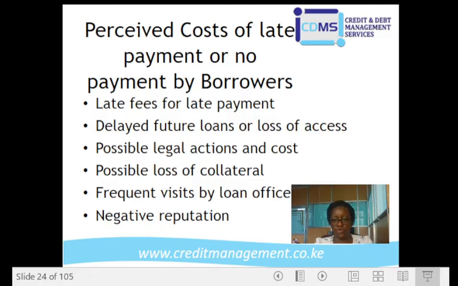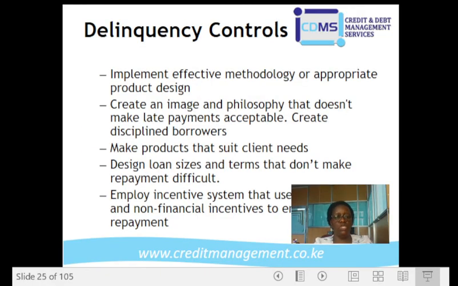When you are putting controls on delinquency, it is good to understand where your customers are coming from. You need to understand the position of your customer. Are they the ones who perceive that it is beneficial not to pay on time, or are they the ones who perceive that repaying on time is of benefit, and do they understand the cost implications on them when they don't pay you on time?